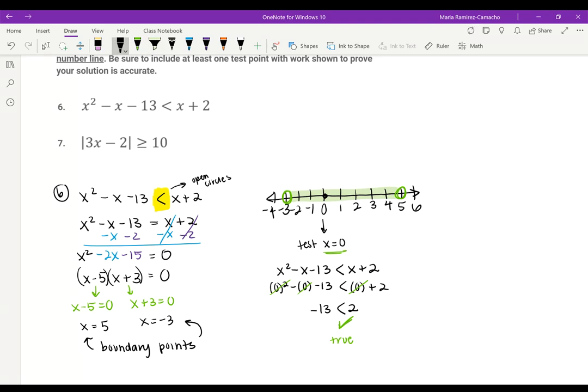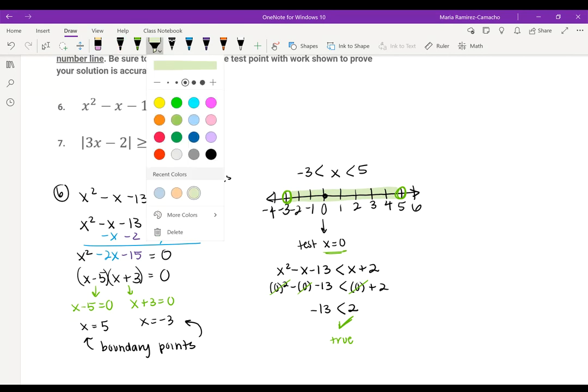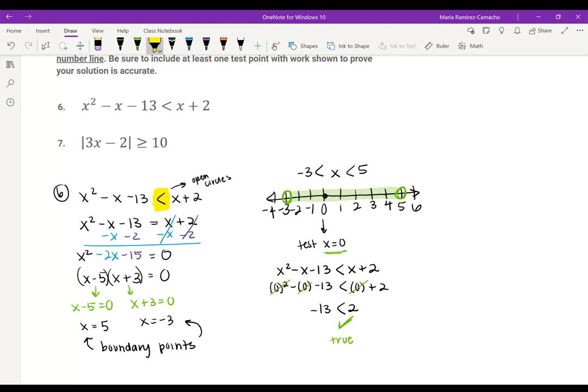Our last step is to just write this solution as an inequality. So what does it mean that we've shaded all numbers between negative 3 and positive 5? That means that x is between, again, negative 3 and positive 5. x is less than 5, but x is also greater than negative 3. Our original inequality symbol was less than, so our solution should have less than. What I mean is that it's not going to have little dashes underneath.